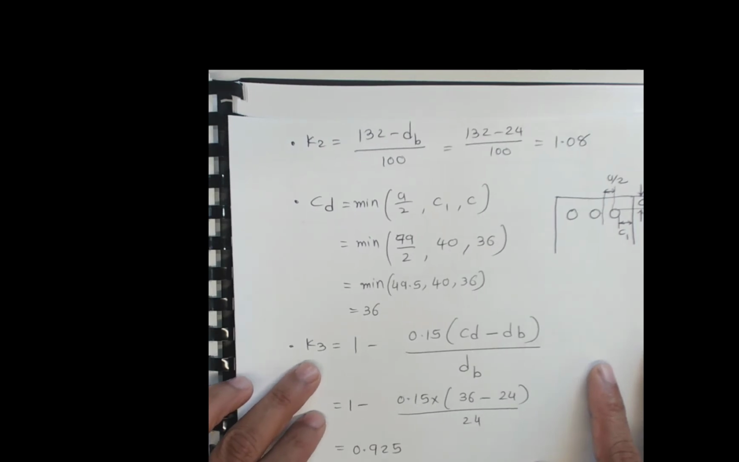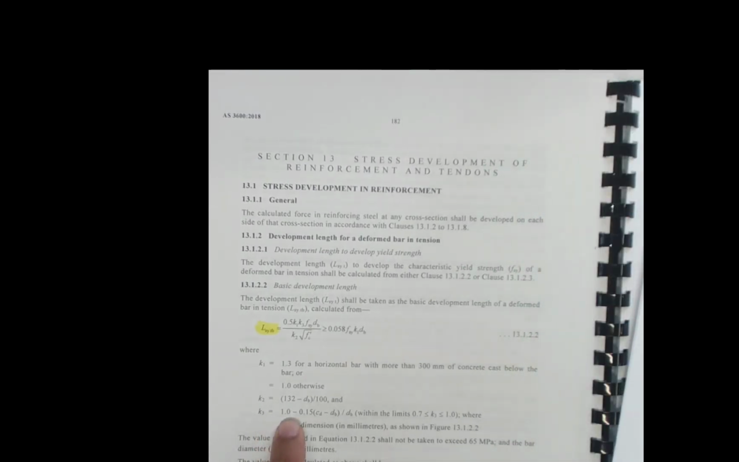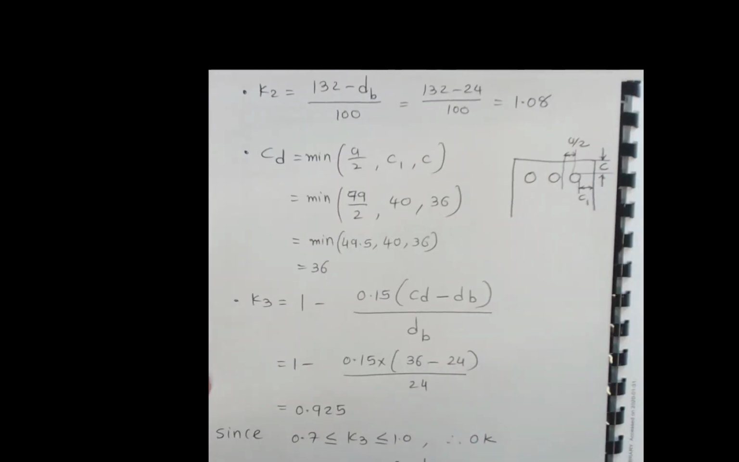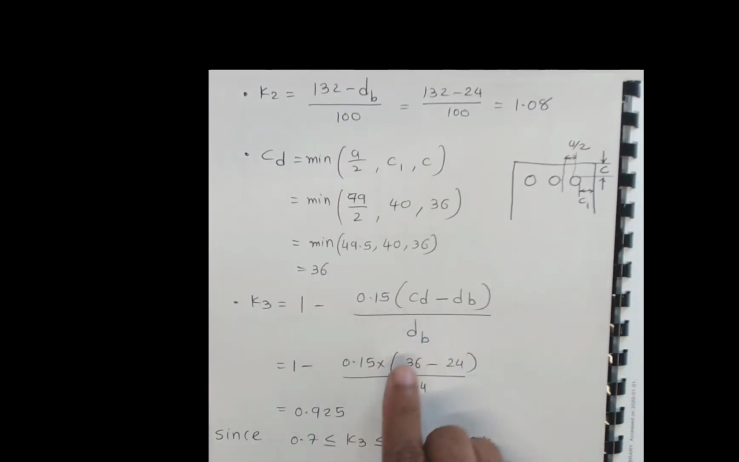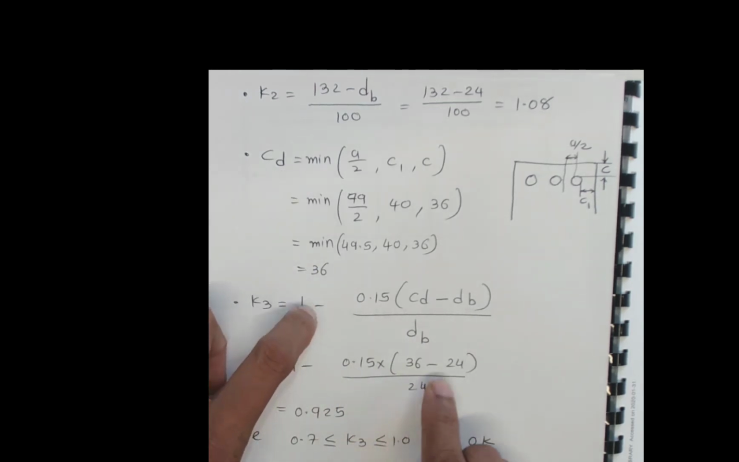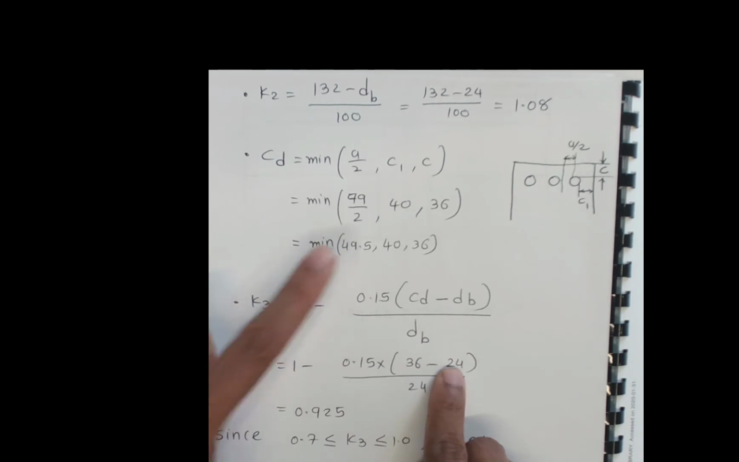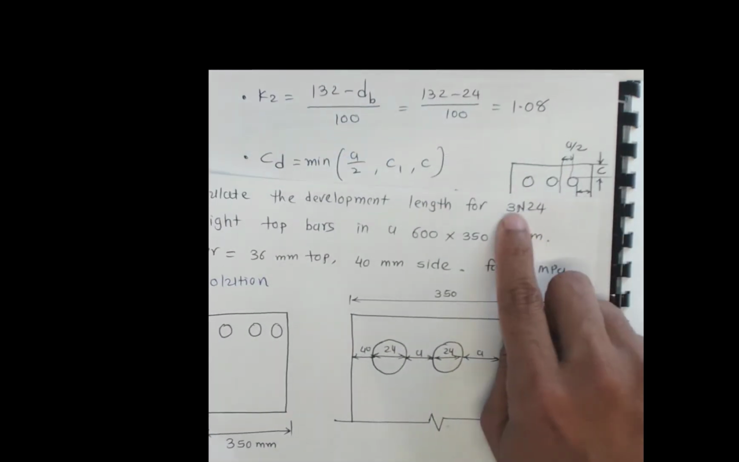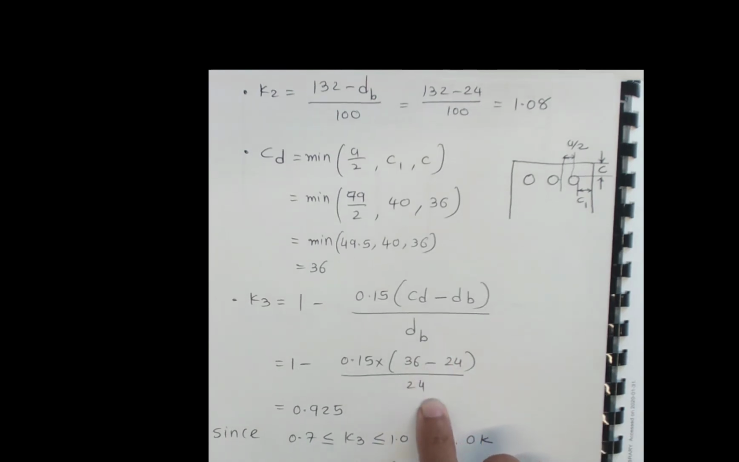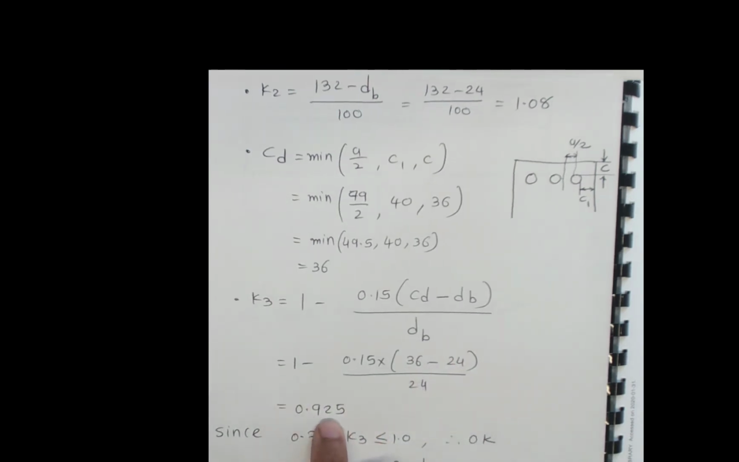Now K3, we know that K3 has an equation given in the standard over the page here. K3 has the equation 1 minus 0.15 times (CD minus dB) over dB. So we copy this equation here: 1 minus 0.15, CD we calculated as 36. dB is the diameter of the reinforcement given here, 24. Substitute here, dB is 24. Simplification gives 0.925.